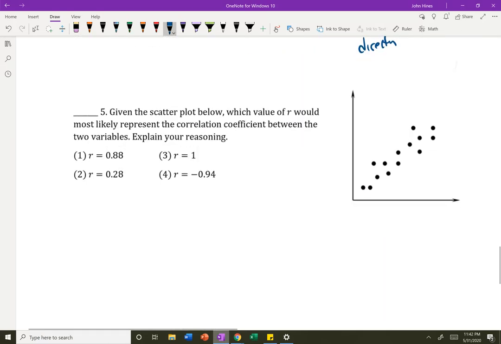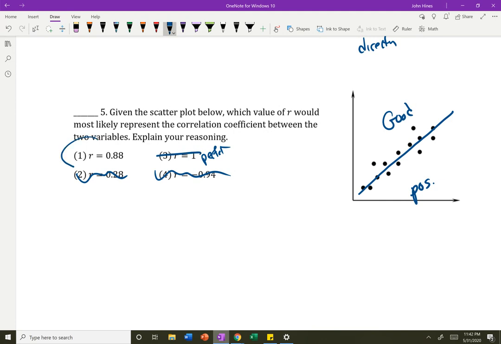And finally, one more. Given the scatter plot below, which R value would most likely represent the correlation coefficient? So if I draw my line of best fit here, that's a pretty good line. That's a good line. So I'm going to get rid of 0.28. It appears to be a positive correlation, so I'm going to get rid of the negative number. And it's not perfect. R equals 1 is perfect. This is not perfect, so I'm going to go with 0.88 because it's a pretty good fit of the data.